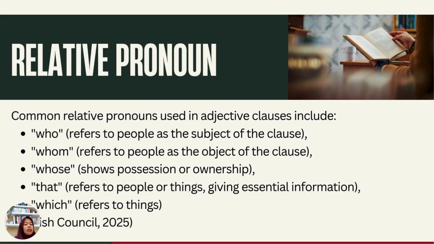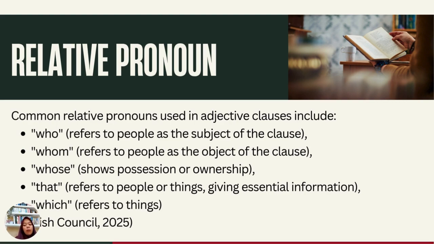Okay. The key to using adjective clauses correctly is choosing the right relative pronoun. According to the British Council in 2025, here are the common relative pronouns and their uses. Use who for people when they are the subjects doing the actions, and then use whom for people when they are the objects receiving the actions. This is more formal. And then use whose to show possession or ownership.